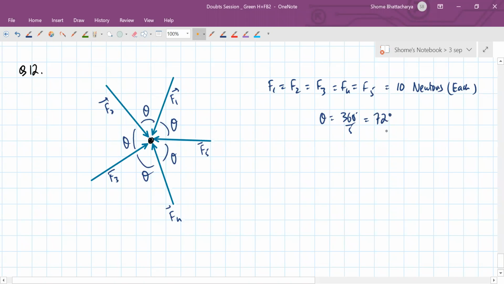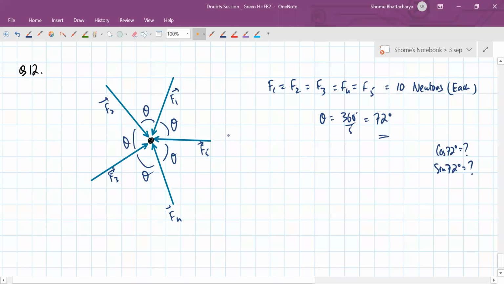Now see, this is the thing that presents a problem for us, because it's 72 degrees. We can't use trigonometry that easily, or we cannot use component algebra that easily, because we don't know cos and sine of 72. We can use a table and all that, but that's an avoidable method. So let's see if there's some other method that we can use.